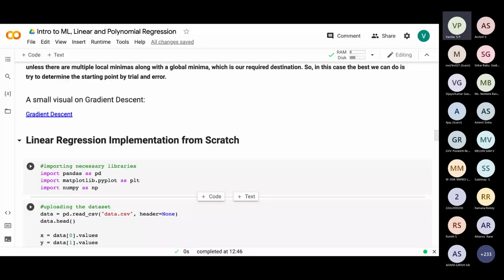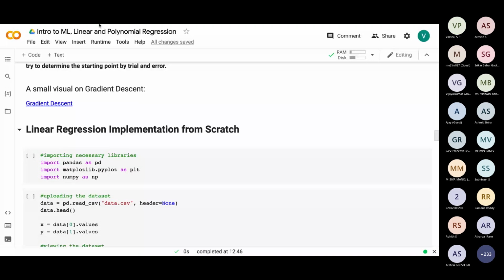I think, yeah, Shrikar can continue from here.